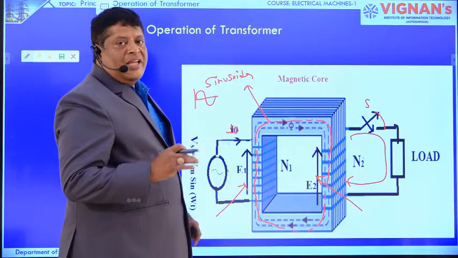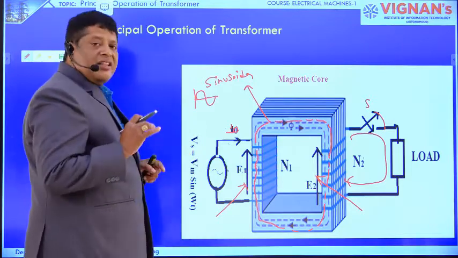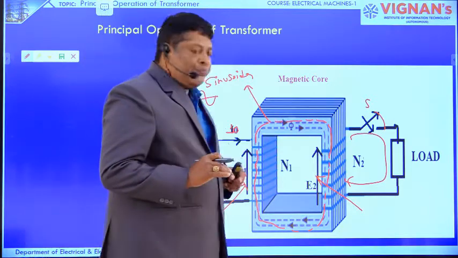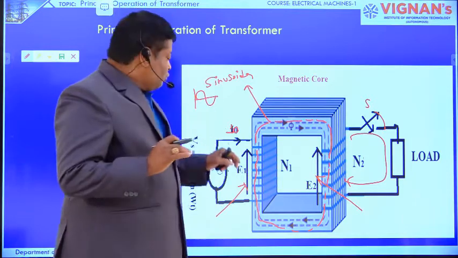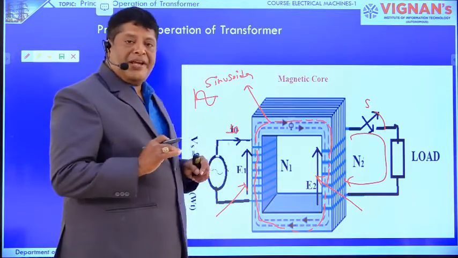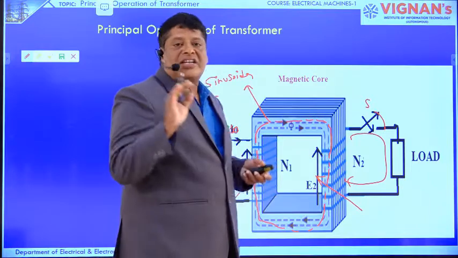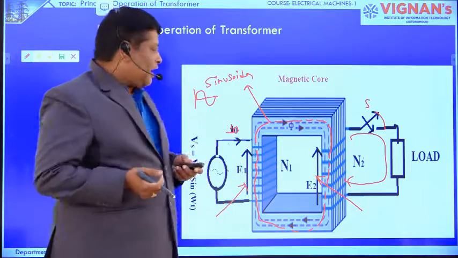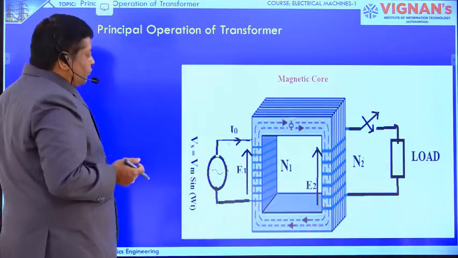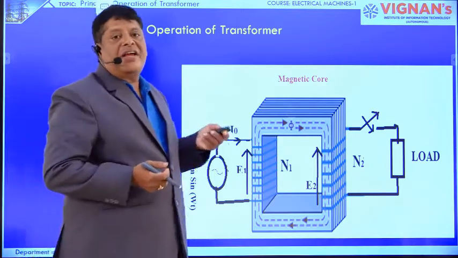See here, the important physical quantities are E1 and E2, nothing but the self-induced voltage in a primary winding and the induced voltage in a secondary winding. Now we are going to derive the expression for these two voltages in a transformer.